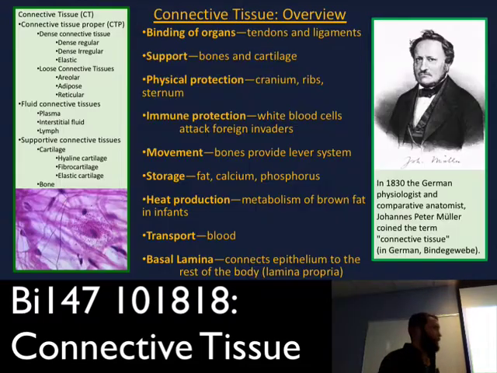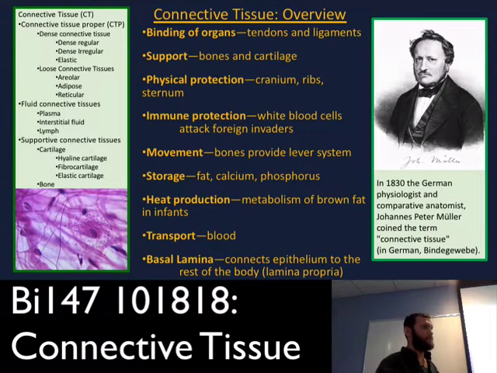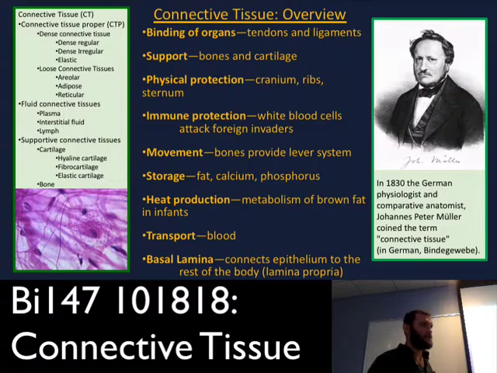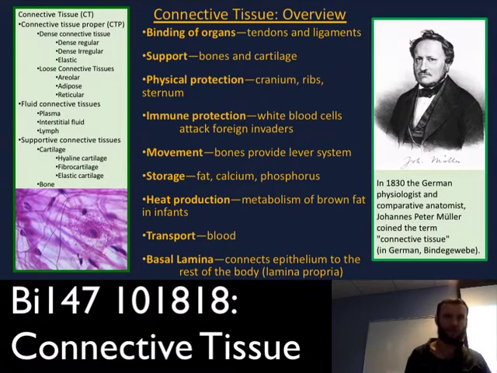Okay, moving on. Connective tissue, overview. So there is connective tissue proper. We're moving from epithelia into the second type of non-excitable tissue, connective. There's connective tissue proper, of which there's dense and loose. And then there's fluid connective tissue and supportive connective tissue.